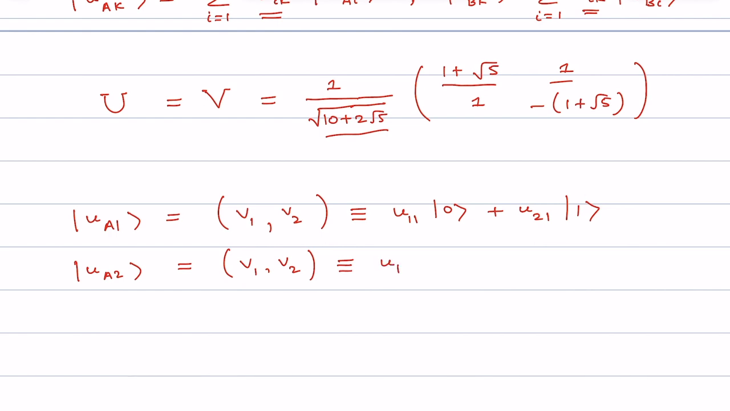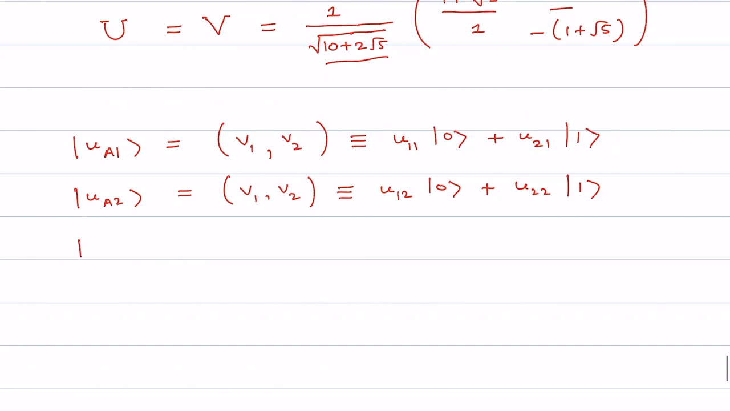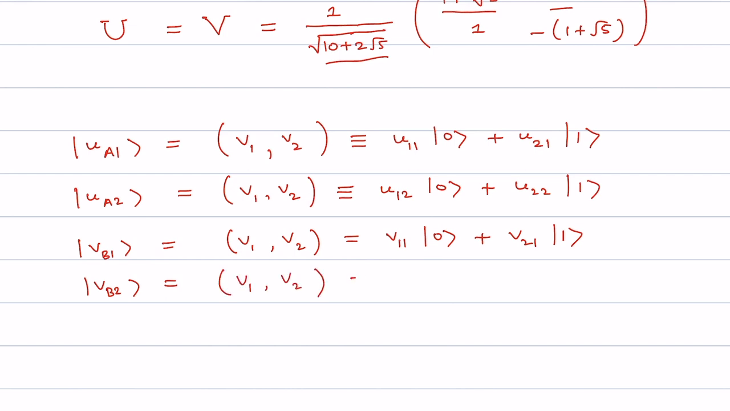That would be u 12 k 0 plus u 22 k 1. And similarly, you can find out what your v b 1 is. This would be given by this Smith vector only. So it would be v 11 k 0 plus v 21 k 1, and v b 2 would be equal to, in matrix form, this is what you will have. And if you write it in this decomposition, in superposition form, you can write it as v 12 k 0 plus v 22 k 1. Okay, that's how you can work out this particular problem.